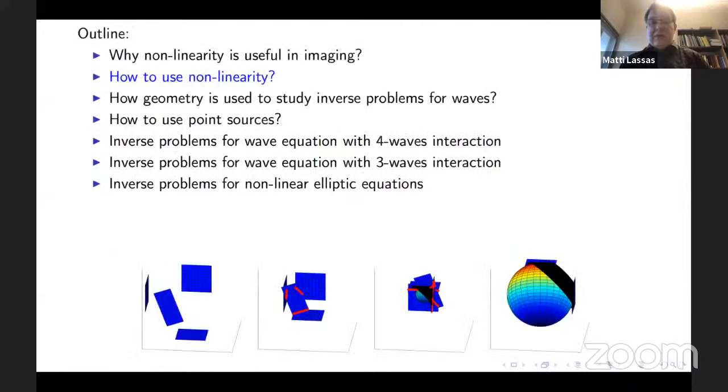So let me now go to the how part of the talk, what type of tools we use to do this. And actually, if you have any questions on notations or concepts, please feel free to interrupt me, and we can answer the questions. But let me first consider the question of what tools we can use to study nonlinear equations and inverse problems for them. Our final goal will be to consider this type of quite complicated interaction of waves, but let's start from simpler problems.